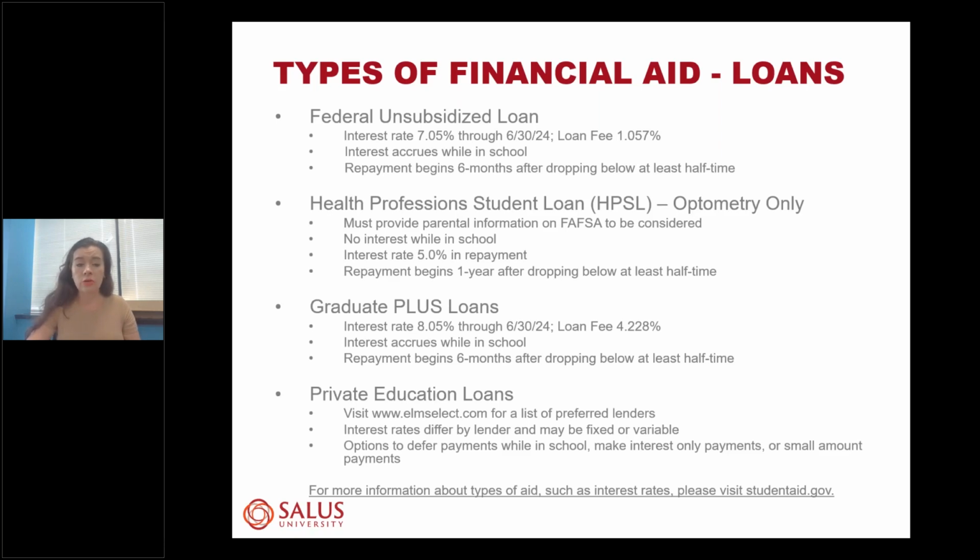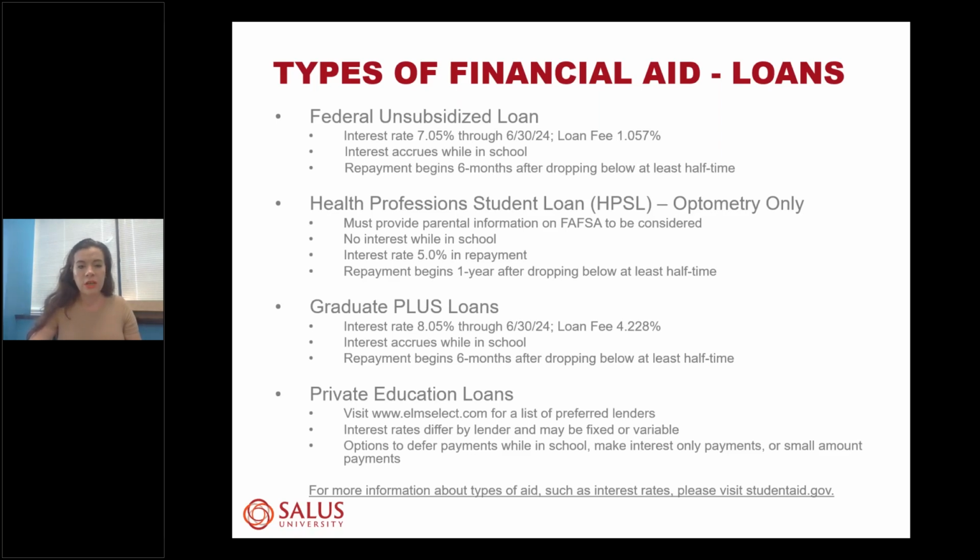Interest accrues while you're in school for this loan, and repayment begins 6 months after dropping below at least half time. For our optometry students, you might be eligible for the health profession student loan. This loan is not from the Department of Education, it's from the Department of Health and Human Services. You need to include your parental information on the FAFSA to be considered for this loan. There is no interest while you're in school with this loan. The interest rate is set at 5% once it starts repayment, and repayment begins 1 year after dropping below at least half time. Again, this is only available for my students who are pursuing optometry. It is not available to other majors.